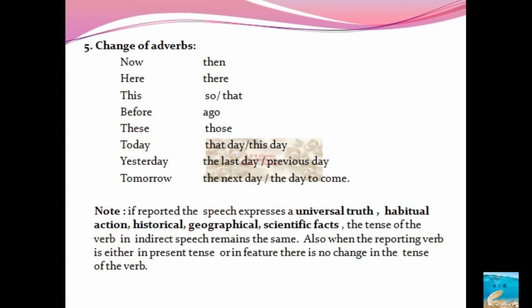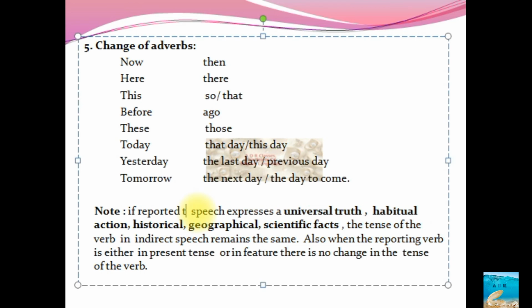But in certain situations, you have to be careful while using the rules. What is that? Note: if reported speech expresses universal truth, habitual actions, historical or geographical or scientific facts, the tense of the verb in the indirect speech remains the same. For the fourth rule, we have seen that the tense forms change from present to past, isn't it?